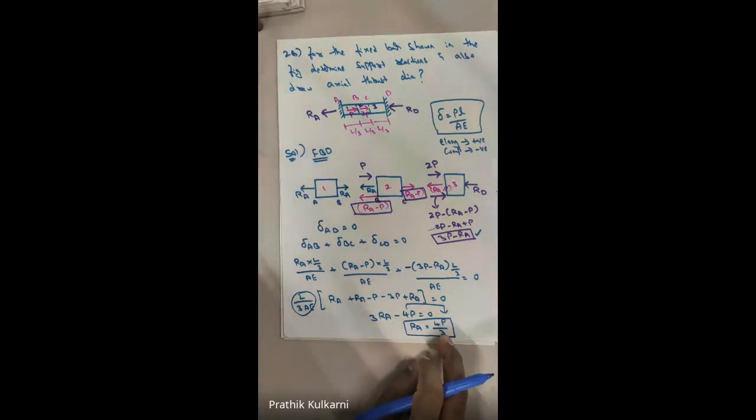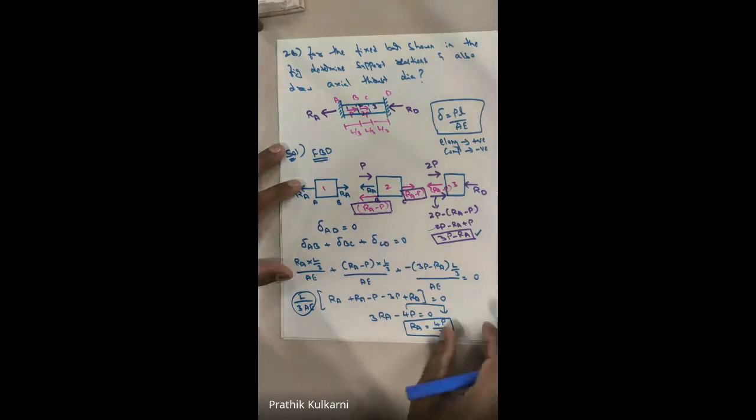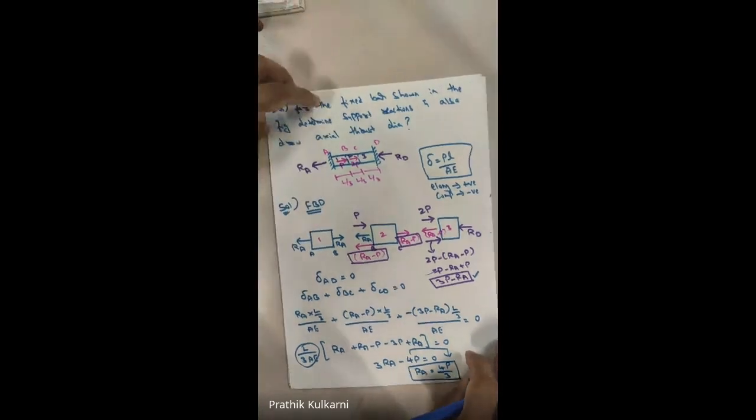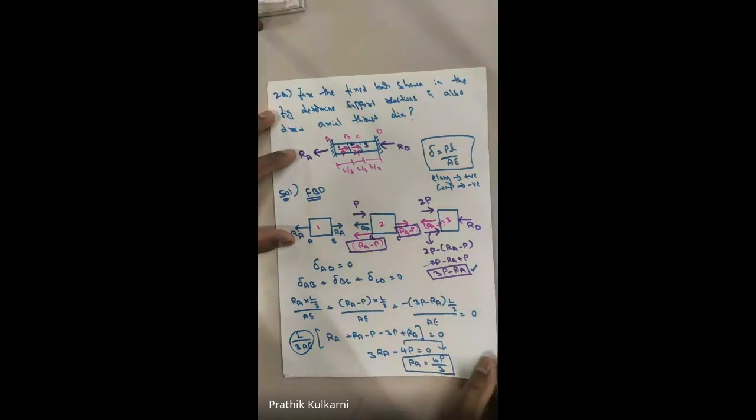So RA is 4P by 3. If RA is 4P by 3, then what is your RD? Can anyone tell me? What is your RD? So 4 by 3P.